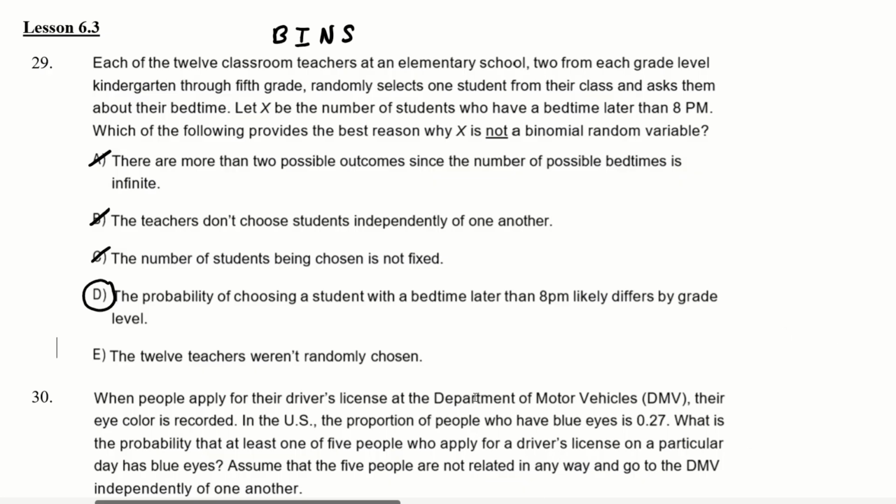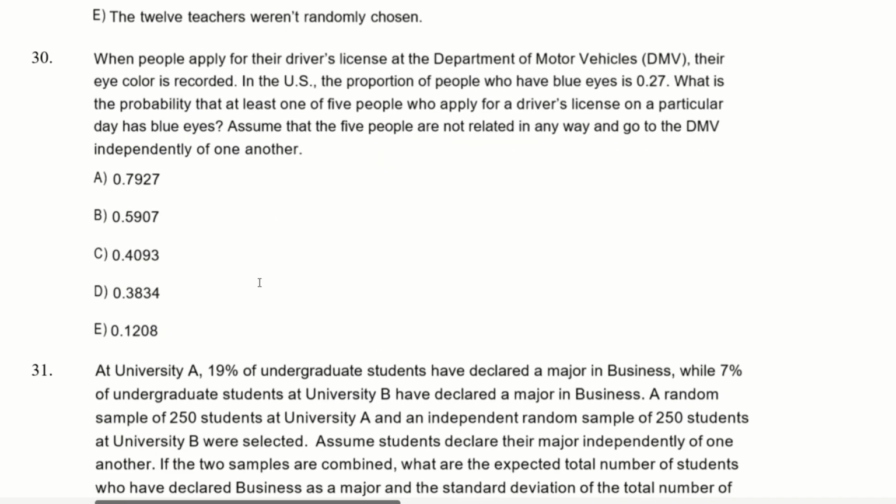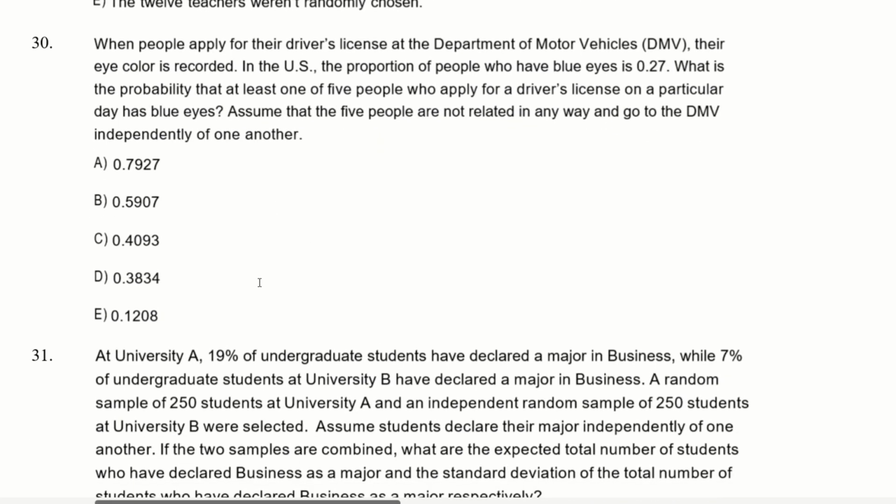All right, so let's look at the next one. On number 30, it says when people apply for their driver's license at the Department of Motor Vehicles, their eye color is recorded. In the U.S., the proportion of people who have blue eyes is 0.27. What is the probability that at least one of the 5 people who apply for a driver's license on a particular day has blue eyes? We want to assume that the 5 people are not related in any way, and they go to the DMV independently of one another.